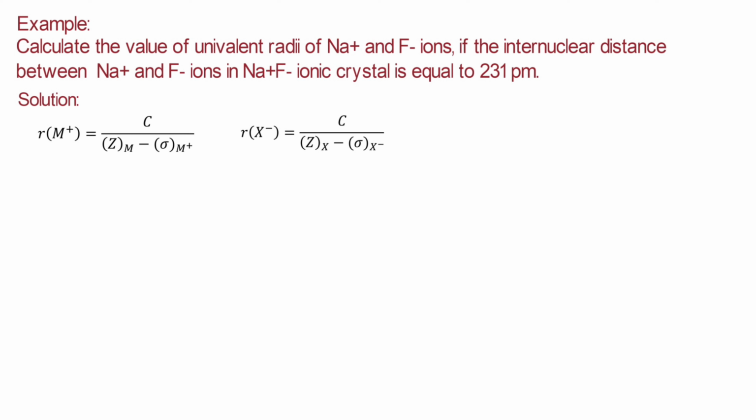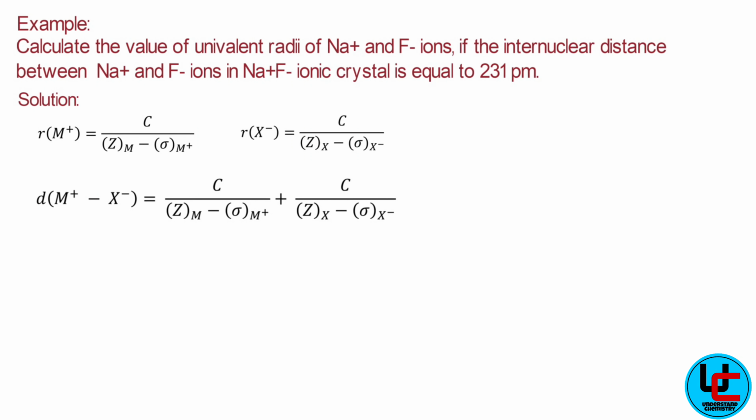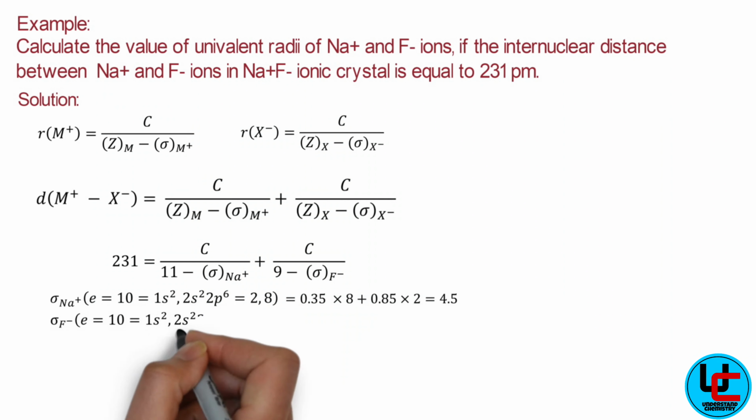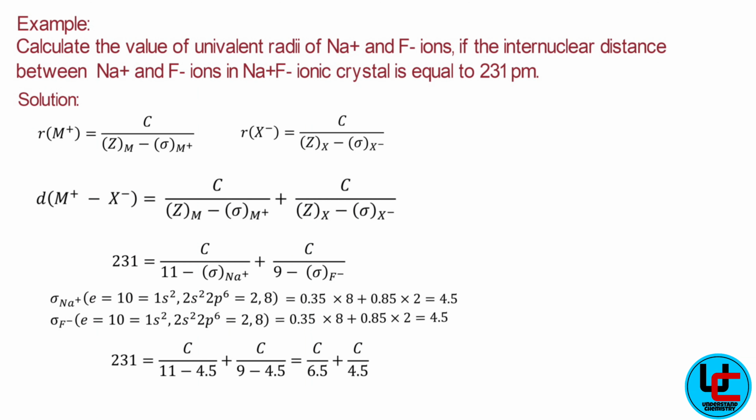From the available data, we can calculate the value of C using this formula. In this equation, by placing the value of interionic distance, and the atomic numbers of sodium and fluorine, this formula will take the form shown. Now by placing the calculated value of sigma as calculated here, the value of C is calculated as 614.25. To find out in more detail how to calculate the value of sigma, please see my detailed video on shielding effect and effective nuclear charge. The link of the video has been given in the description.